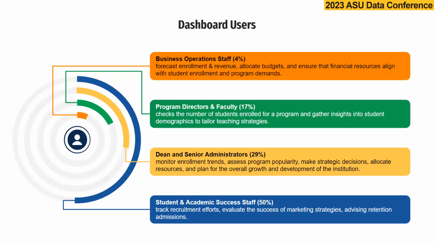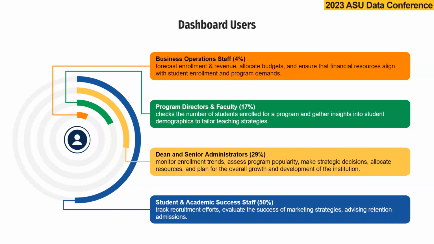And talking about who the users of this specific dashboard are, on top we have the student and academic success staff, which comprises 50% of the overall users of this dashboard. They are the ones who track the recruitment efforts and evaluate the success of the marketing strategies. We have deans and senior administrators who monitor the enrollment and make plans for the upcoming terms based on the current enrollment. We have the program directors and the faculty who evaluate the enrollment for individual programs and understand the demographics of the students taking those programs.